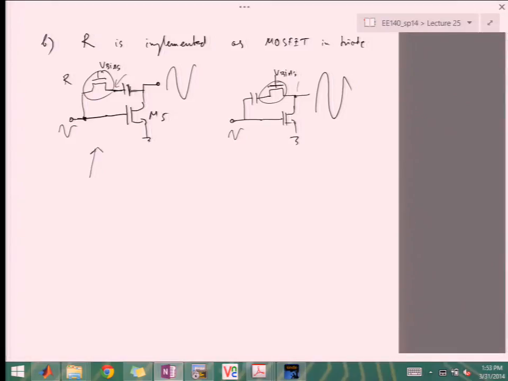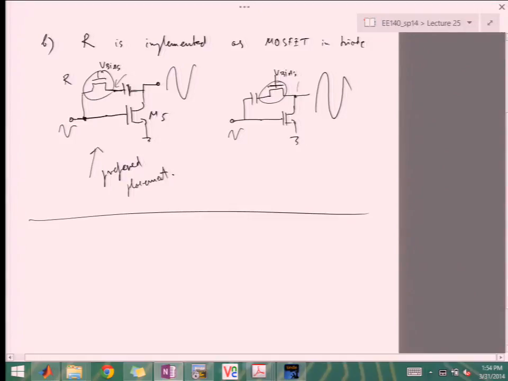And because of that, it's kind of harder to control it to always be better than some condition, 1 over GM5 or whatever you set it to be. So this is usually the preferred placement. Okay. So this is sort of the methodology to go about removing this right half plane 0.